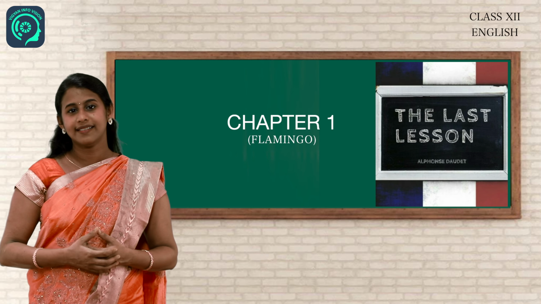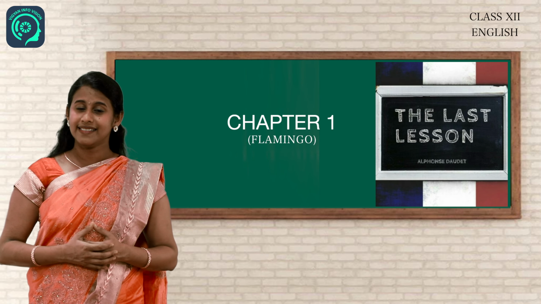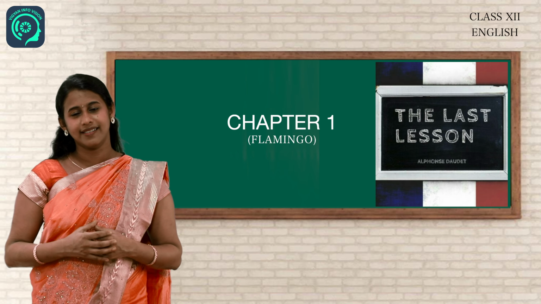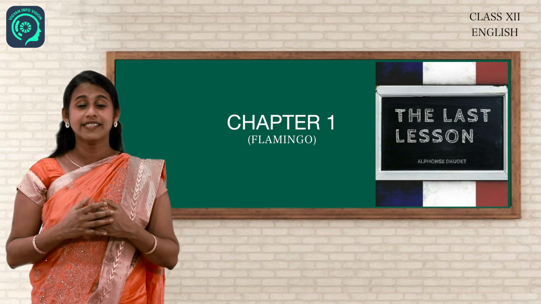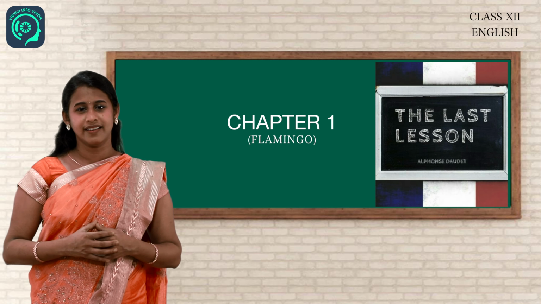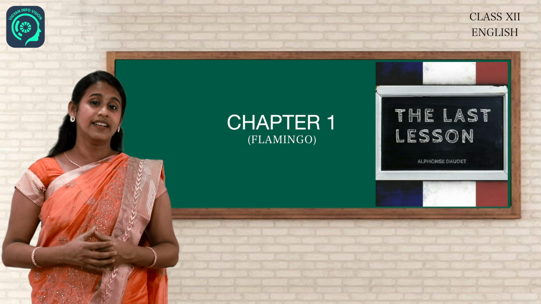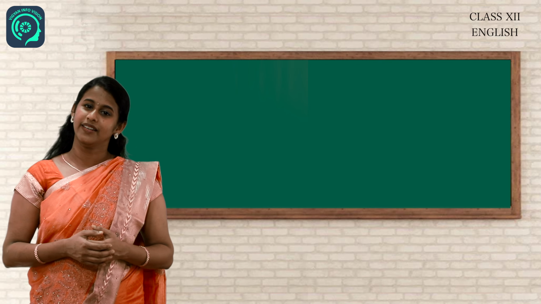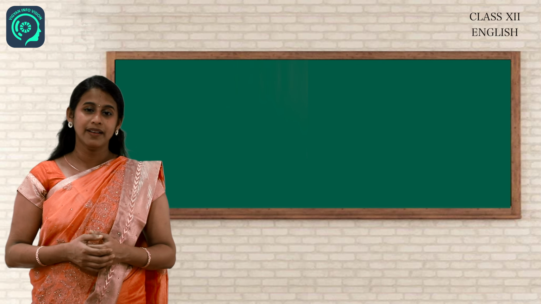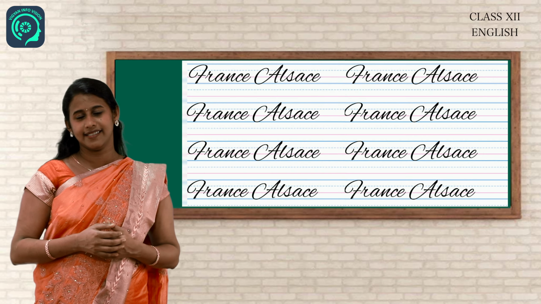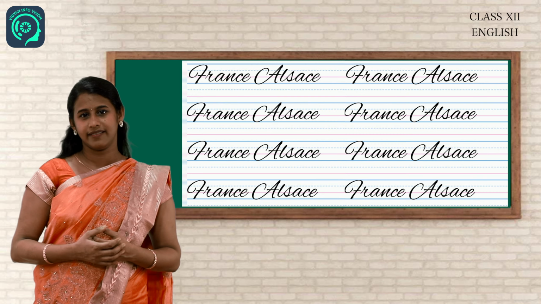Further, you can see M. Hamel, he took a lesson in grammar. And at that time, Franz was wondering how easily he could understand the lesson. Never before was he able to understand the French language and its grammar so clearly, and he felt never before had his teacher explained it with such patience. After the grammar class, they continued with a lesson in writing, where M. Hamel instructed his class to write France, Alsace over and over again.